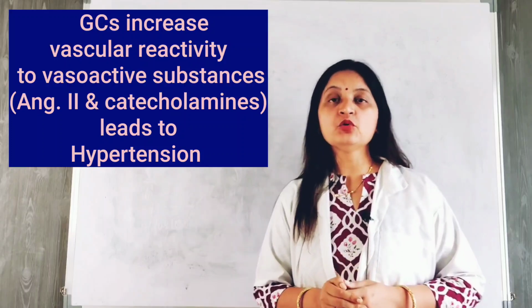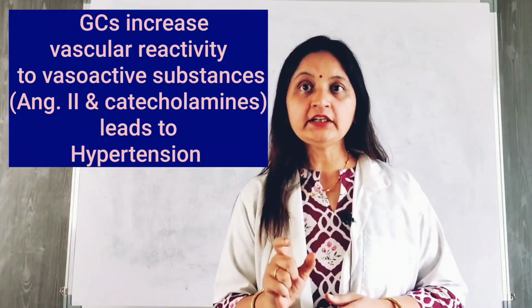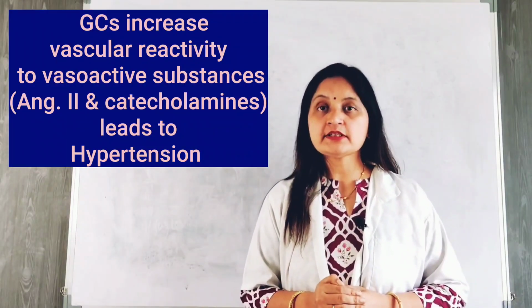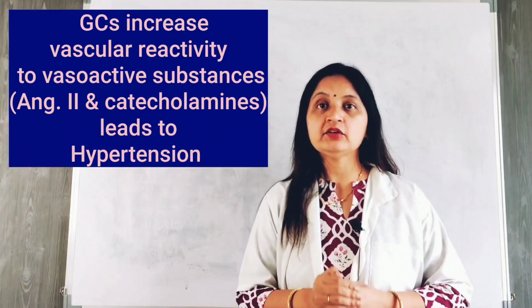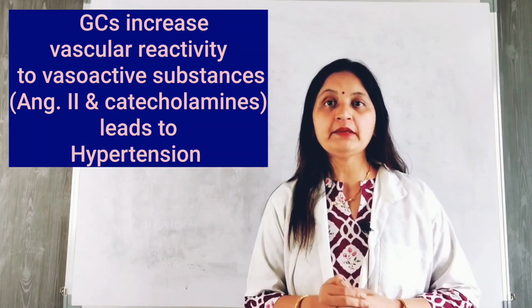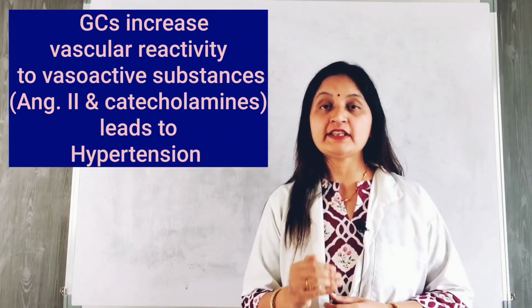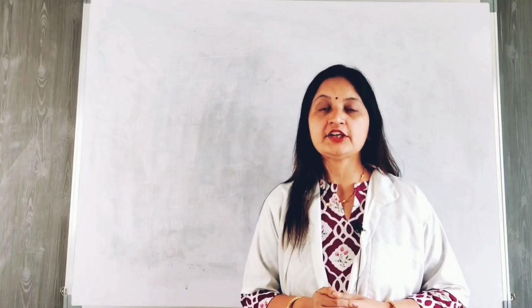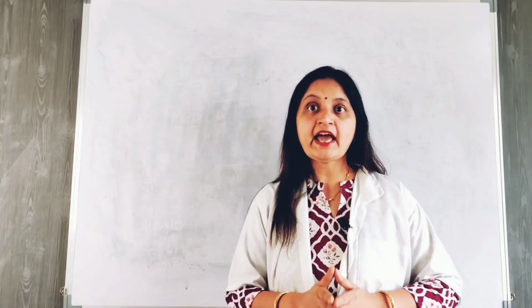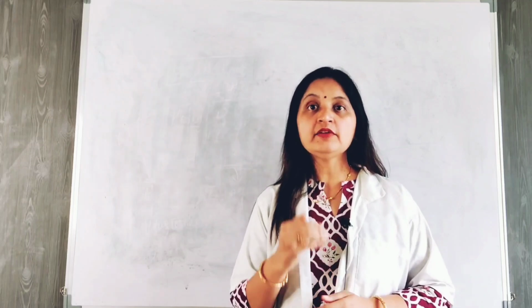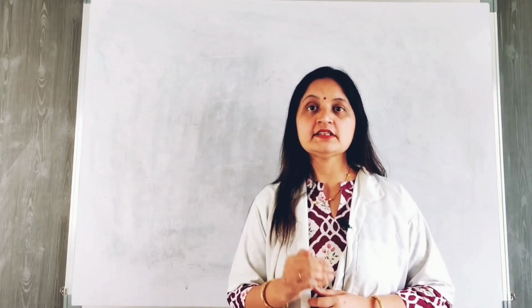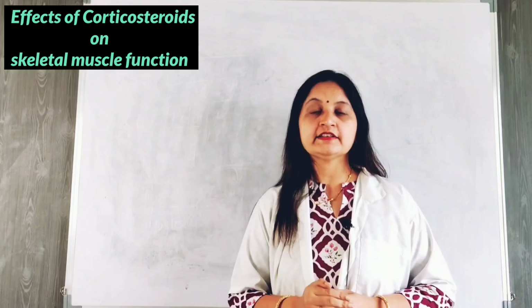Also, it has been shown that glucocorticoids increase the vascular reactivity to certain vasoactive substances such as angiotensin II and catecholamines, and this increases the risk of hypertension. So with prolonged use of corticosteroids, or in Cushing syndrome, where there are excessive glucocorticoids in the circulation, there is increased risk of hypertension in these patients. Thus, excessive glucocorticoids and mineralocorticoids, producing direct action on the heart and blood vessels, increase the risk of hypertension and of cardiovascular events.